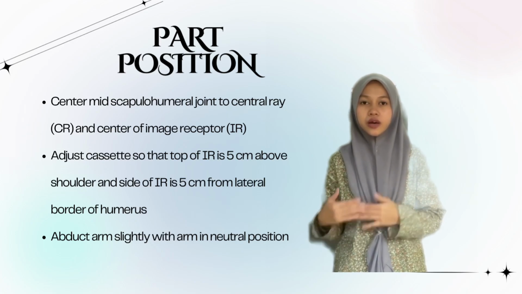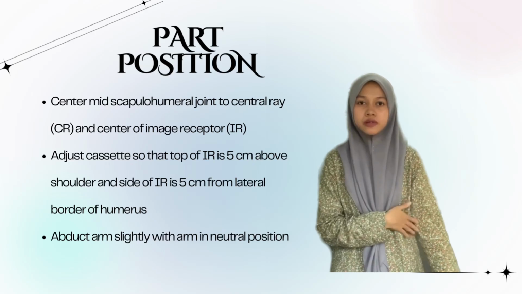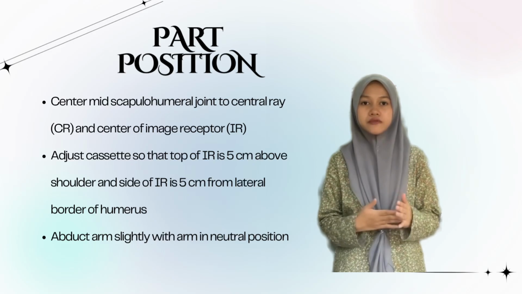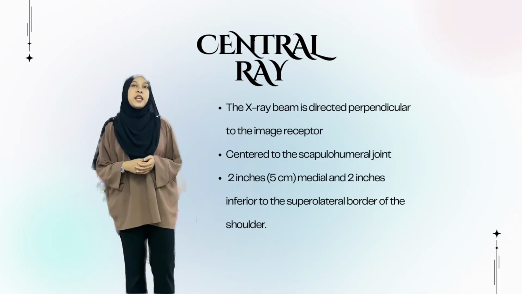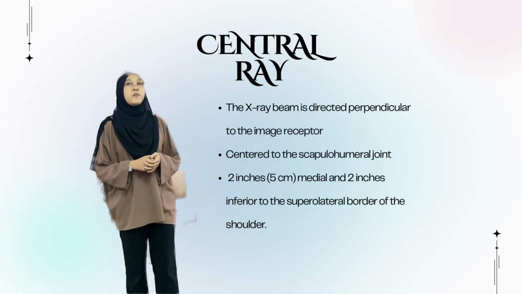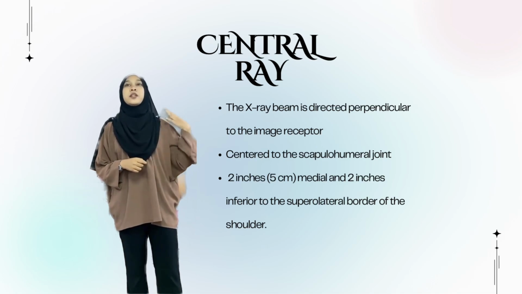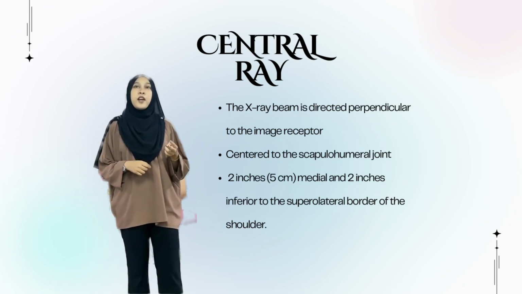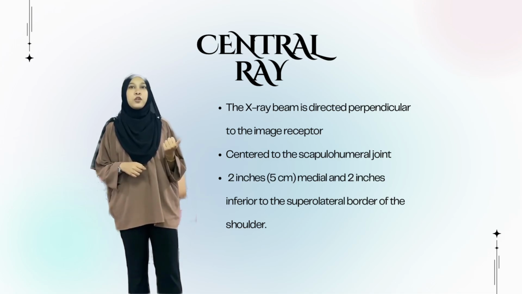After that, we have to slightly abduct the patient's arm, meaning we have to move it slightly away from the body, but keep the arm in neutral position. That means the palm is facing the body, not rotated inward or upward. As for the central ray, the X-ray beam needs to be directed perpendicular to the image receptor and centered to the scapulohumeral joint, which is about 2 inches or 5 centimeters medial and also inferior to the superolateral border of the shoulder.